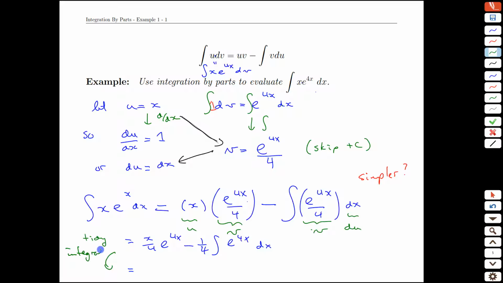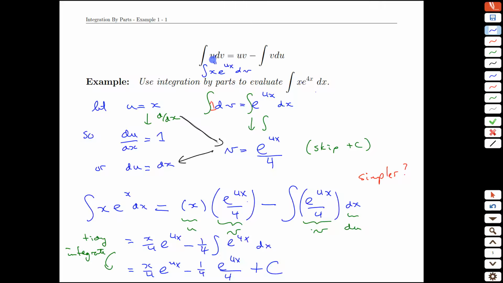So we can do our integration now on the part that we have left. We get minus a quarter out front, and then this exponential, when we integrate it, gives us another dividing by 4, and here's where the plus c creeps in. When we evaluate our final integral, we get a plus c at the end.